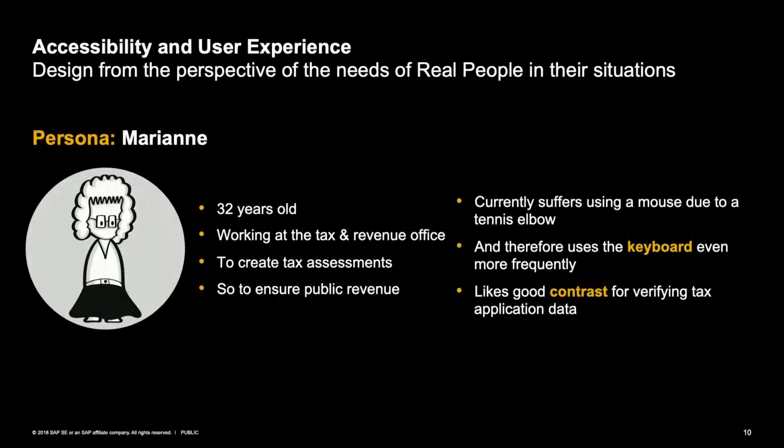She's 32 years old. She works at a tax and revenue office. Her job is to create tax assessments, so we get public revenue. Very important. And then we take it to the next level and talk about it as a usability and accessibility, a real people thing. She currently suffers using a mouse due to a tennis elbow. She therefore needs to use the keyboard even more frequently, and she likes good contrast for verifying tax application data. So we have a number of these personas that we use to cover off all of the major usability and accessibility requirements, and to make it normal and natural to include accessibility as part of usability.